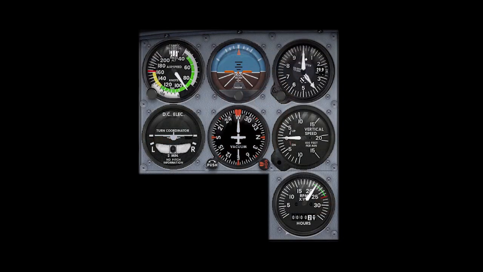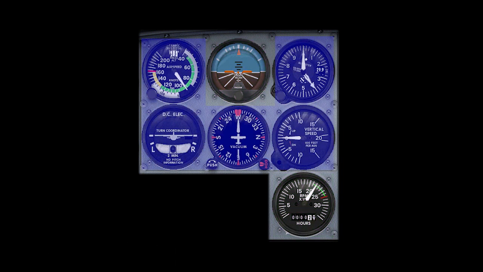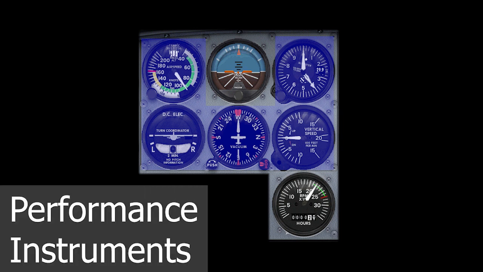The centerpiece of the radial scan is the attitude indicator. Now, the attitude indicator and our power instruments are our control instruments. The remaining instruments in our six-pack tell us what the aircraft is doing. In other words, they tell us about our performance. As such, we call them performance instruments.